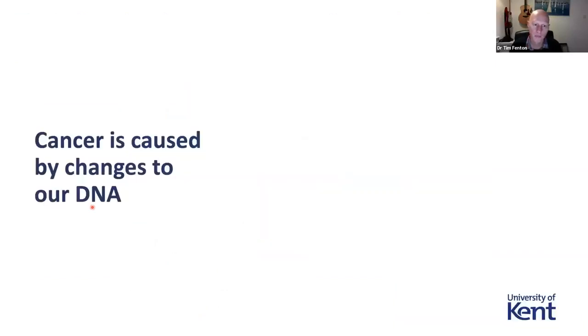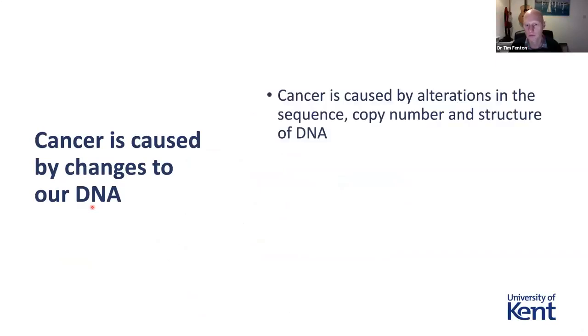So cancer, this change in cellular behavior, this acquiring of these various hallmarks of cancer, is caused fundamentally by changes to our DNA. So cancer is caused by alterations in the sequence of DNA, sometimes in the number of copies of different genes that we have, and in the structure of DNA. So we can get rearrangements, parts of chromosomes break off in cancer cells and get fused to other chromosomes. And we end up with, for example, fusion genes that have come together in cancer. So a lot of changes are seen at the DNA level in cancer.